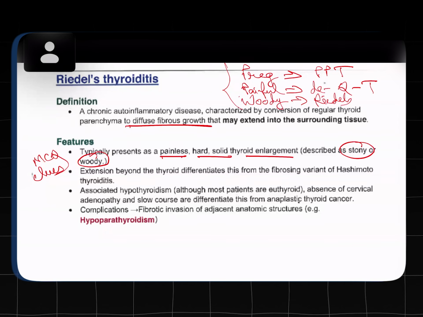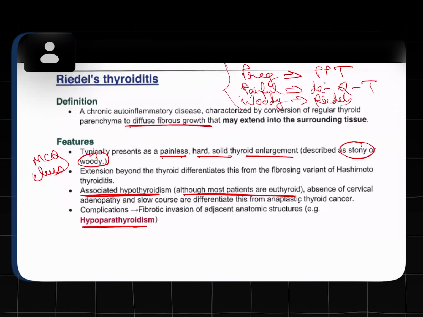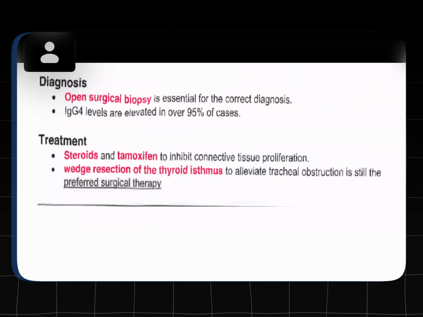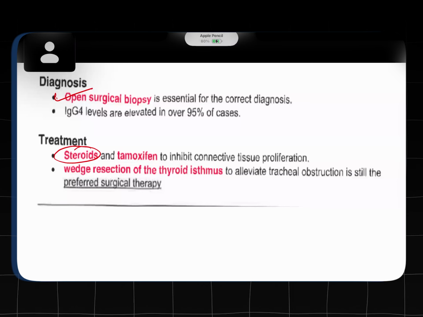There are lots of questions, and there are parts where you actually have to read the question 2-3 times. If you get this question, then answer it fast. Don't overthink. There can be associated hypothyroidism, but because it is a chronic condition, many patients are euthyroid and do not need treatment. There can be fibrotic invasion of adjacent structures, so hypoparathyroidism can occur also. Do a biopsy. If it is symptomatic, use steroids for treatment, and rule out malignancy also.